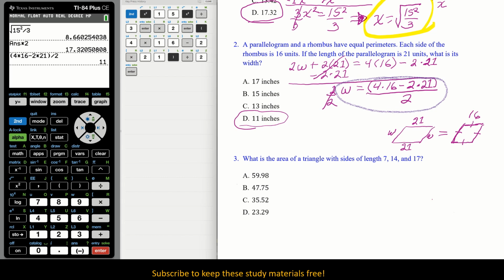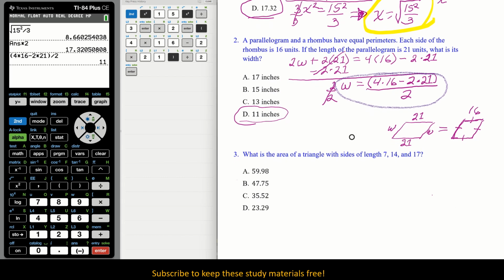All right, so number 3 says, what is the area of a triangle with sides of length 7, 14, and 17? That screams Heron's formula. So first we need s. s equals 7 plus 14 plus 17, divided by 2. So our s equals what?